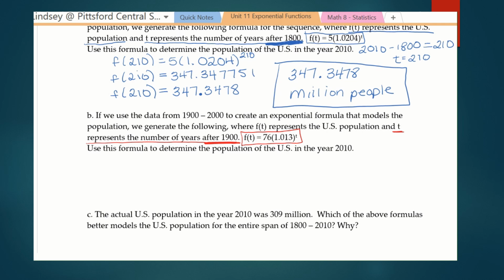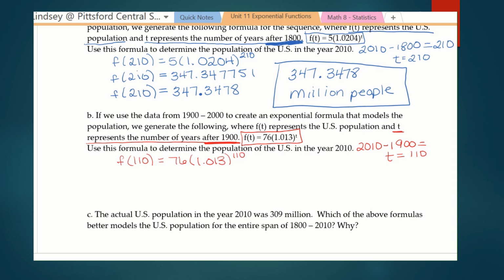So now we're going to use this formula to once again determine the population of the US in the year 2010. Now our t value in this case is the number of years after 1900. So similar to what we did above, we're going to take 2010 and subtract 1900, and we're going to see how many years we have in between. So 2010 minus 1900 gives us 110, and that's our t value. Okay? So plugging this now into our new formula that was given to us, everywhere I see a t, I'm going to put in 110.